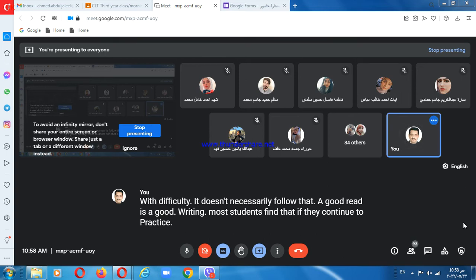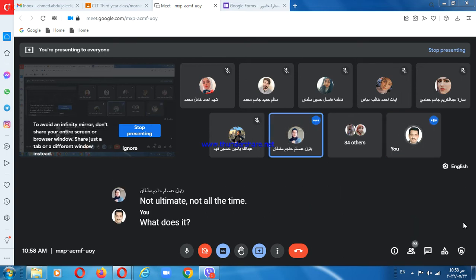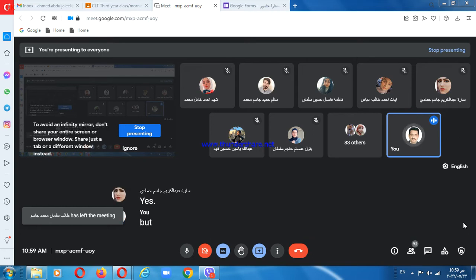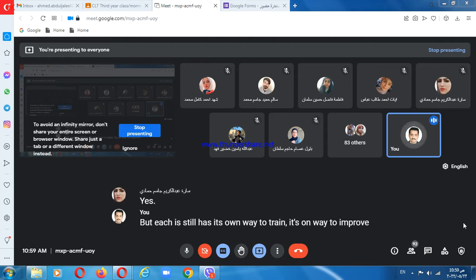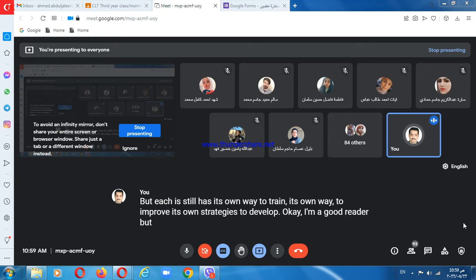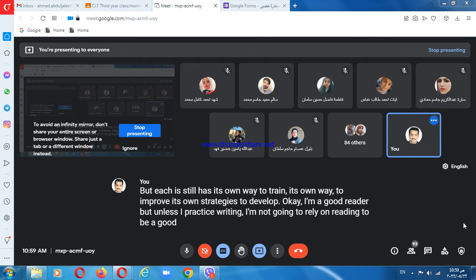So what does it mean here? We said that each skill builds for the other. But each skill has its own way to train, its own way to improve, its own strategies to develop. I'm a good reader, but unless I practice writing, I'm not going to rely on reading to be a good writer. Get the point now?